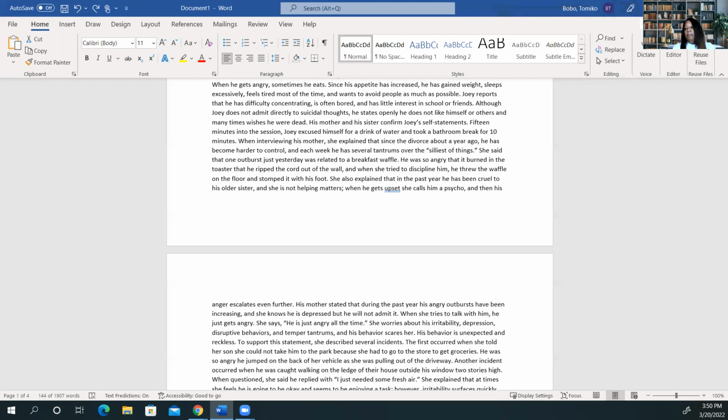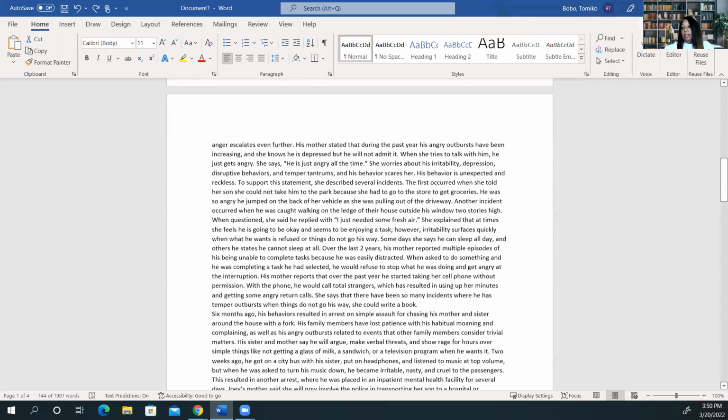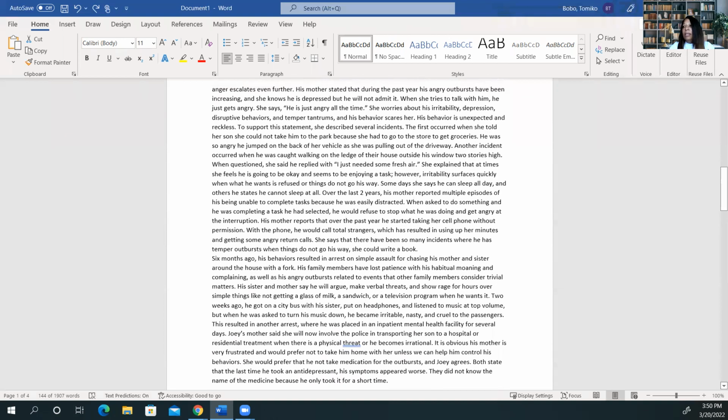She explained that in the past year, he had been cruel to his older sister, who was not helping the matter. When he gets upset, she calls him psycho, and then his anger escalates even further. His mother stated that during the past year, his anger outbursts have been increasing, and she knows he is depressed. He's depressed, but he won't admit it. When she tries to talk to him, he just gets angry. She says he is just angry all the time.